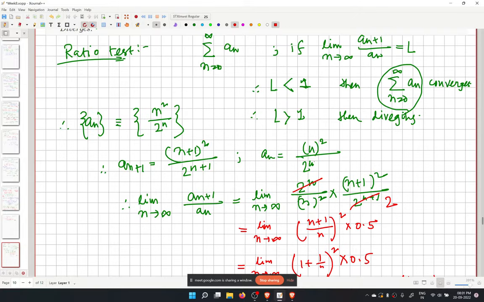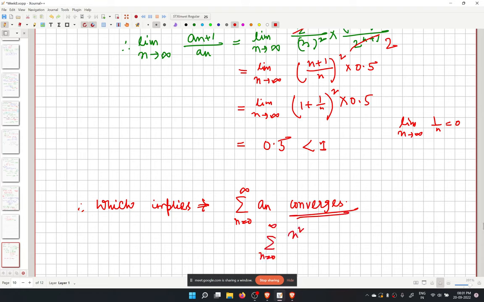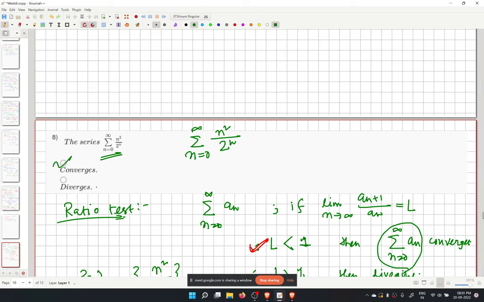So this satisfies the first case here, which means the summation is converging. So this is converging. And what was our series? Our series was n square by 2 to the power n. So this converges. So this is the answer. And if we look at the options here, we are going to see that the first one is the correct answer.